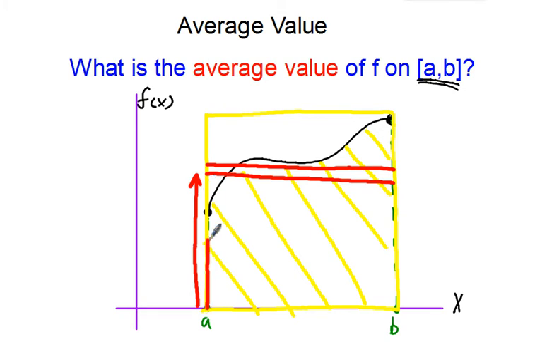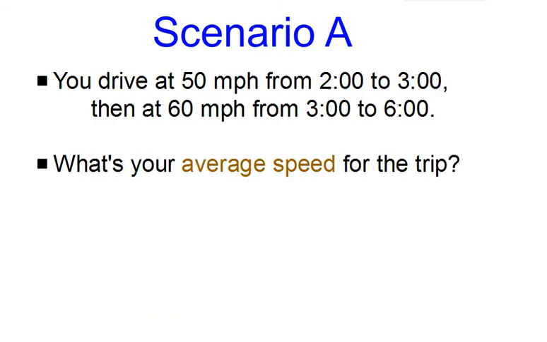This output is lower than everything else. This output is higher than everything else. But somewhere there's an average. And our task is to figure out how to use math to find that average. So let's discuss that. This discussion makes a lot of sense in the context of problems around speed and distance. So let's look at two scenarios.